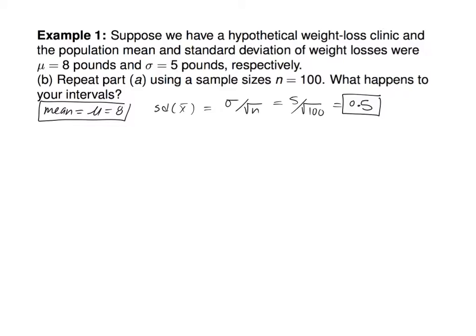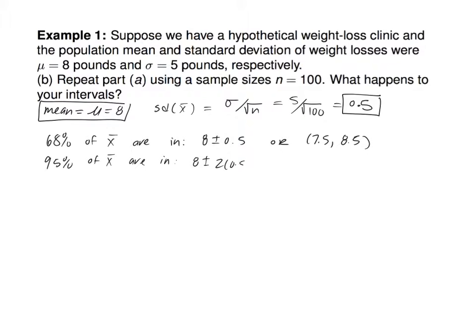So in this case, if we take sample sizes of 100, 68% of X bar are in what interval? 8 plus or minus 0.5, or 7.5 to 8.5. How does that compare to the interval you did in example 1? A lot smaller. It's 1 pound wide versus 2, right? How about 95%? They are in 8 plus or minus 2 times 0.5, which is indeed 7 to 9. And almost everybody is between 6.5 and 9.5.